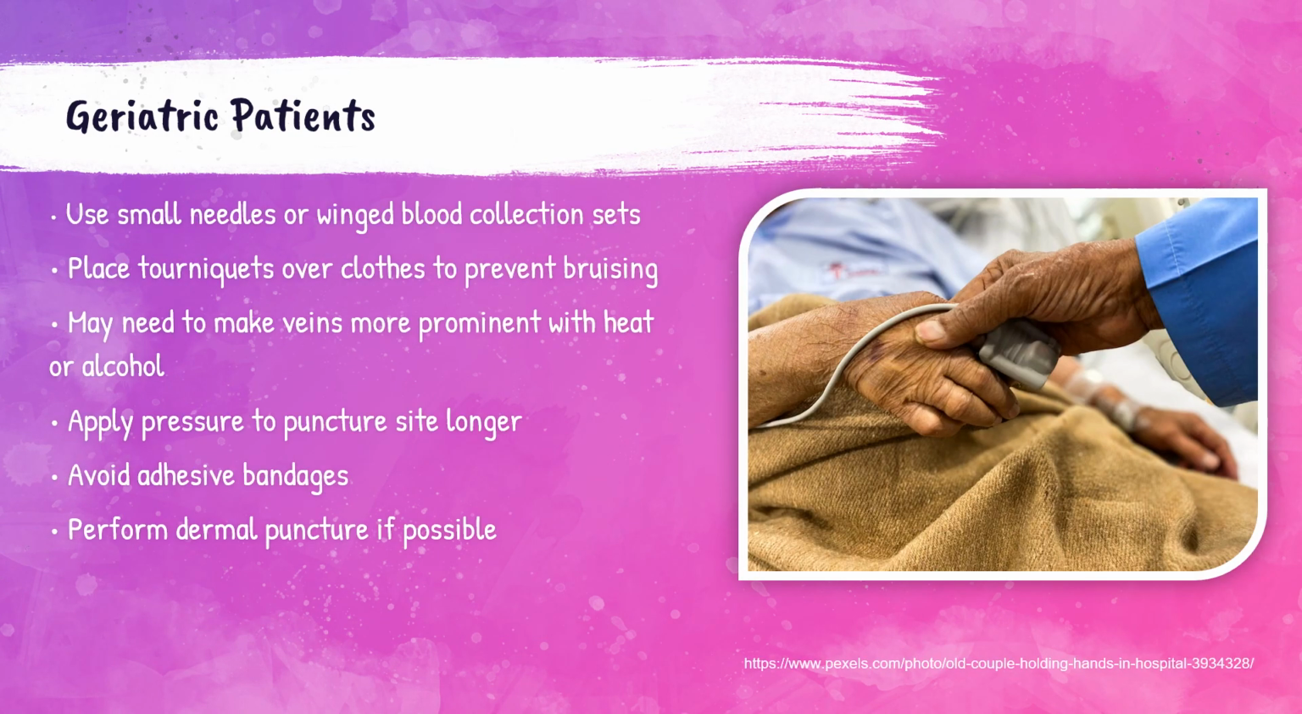To make it easier to collect blood from geriatric patients, the phlebotomist can use small needles or also butterfly needles, so winged blood collection sets. They should place tourniquets over the patient's clothes or gowns to prevent the bruising of the skin. If the patient is cold, they may need to be warmed up for the phlebotomist to see the veins well enough. Phlebotomists may also need to apply pressure to the puncture site longer on a geriatric patient. Adhesive bandages should be avoided if possible, and dermal puncture can be performed if necessary.